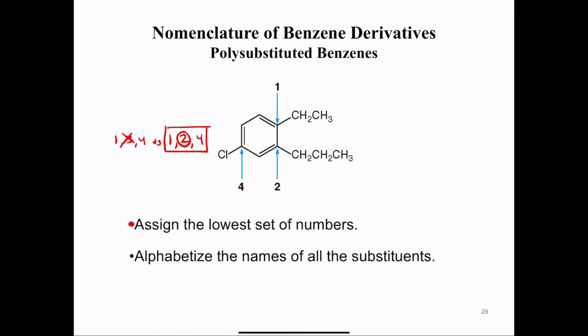Next, we're going to alphabetize the names of the substituents. Of course, our parent in this case is benzene, but on carbon 1 we have an ethyl, so that's a 1-ethyl. On carbon 2 we have a propyl, so that's a 2-propyl. And on carbon 4 we have a 4-chloro. Now we alphabetize them. C is going to come first, then E, then P. So our molecule will be 4-chloro-1-ethyl-2-propylbenzene.